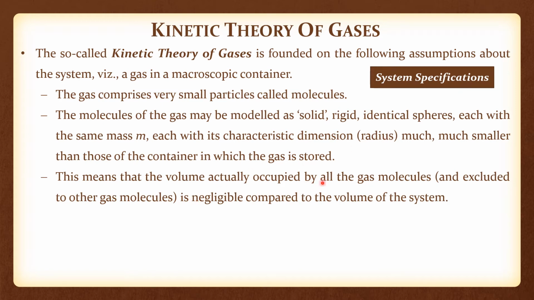This means that the volume occupied by all the gas molecules, which is excluded to other gas molecules, is negligible. So each gas molecule is occupying a certain volume in which some other gas molecule cannot come and occupy, right? That volume is often called excluded volume. This volume is negligible compared to the volume of the system. And so we take the extreme limit of saying that this radius is actually zero and that the excluded volume is actually zero. So the entire volume of the system is available for occupation for all the gas molecules, even though there are already molecules that are occupying a certain actual physical volume, rigid identical spheres of certain radius.